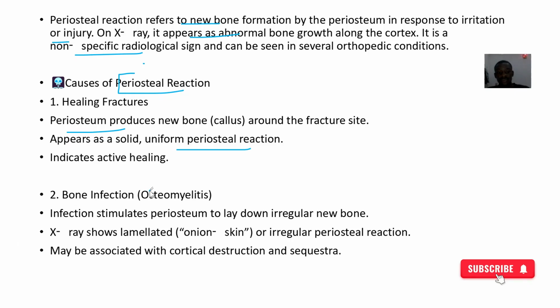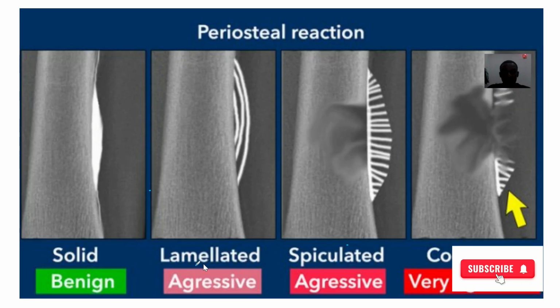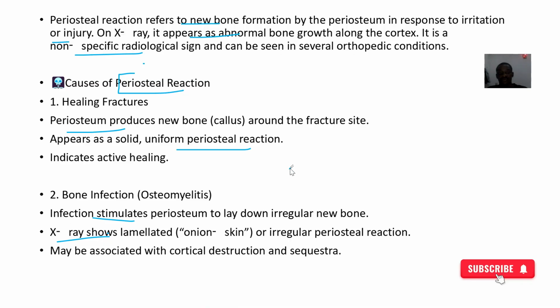It can also be seen in bone infections like osteomyelitis. So infection stimulates new bone to be formed. Usually you see the new bone is formed, but it's usually irregular. So x-rays usually show lamellated, that's onion skin. This is the lamellated type that we're talking about. It may be associated with cortical destruction and also sequestra.